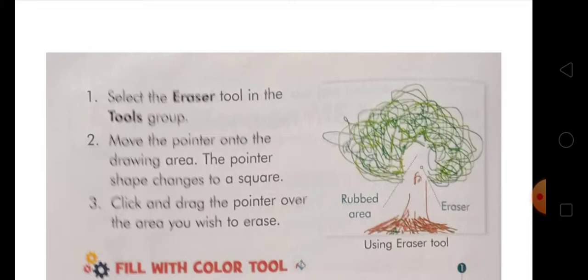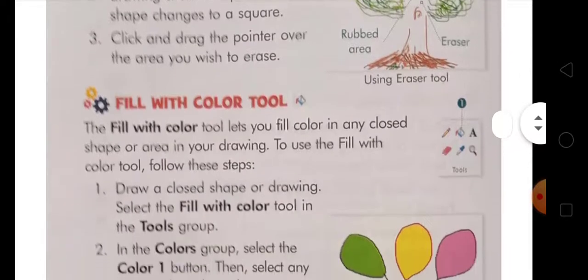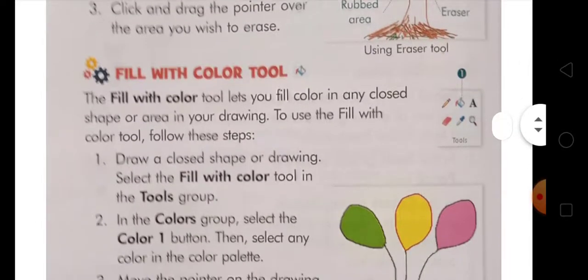So let's come on. Firstly we have to revise the fill with color tool. What is the fill with color tool? You know that the fill with color tool lets you fill color in any closed shape. If you want to fill color in any closed shape, you have to use the fill with color tool. To use it, follow some steps that are given.